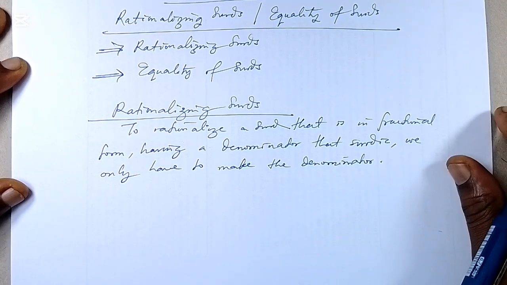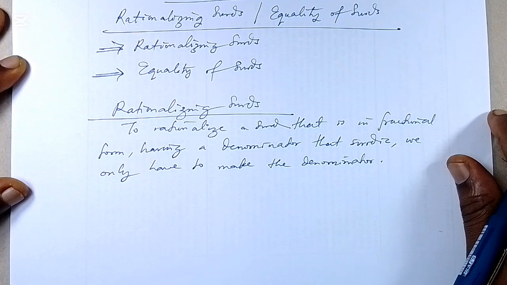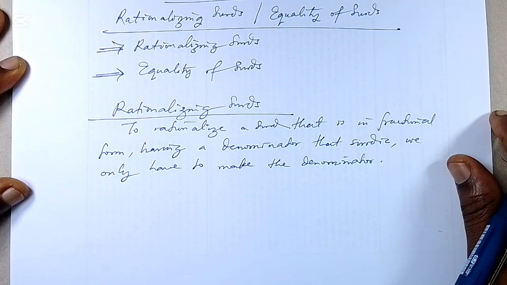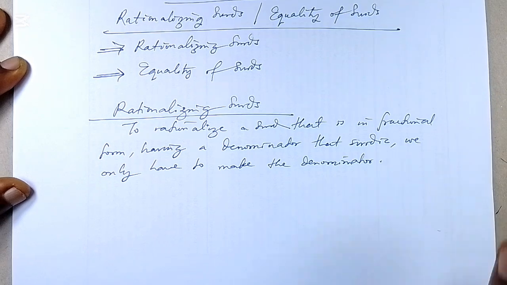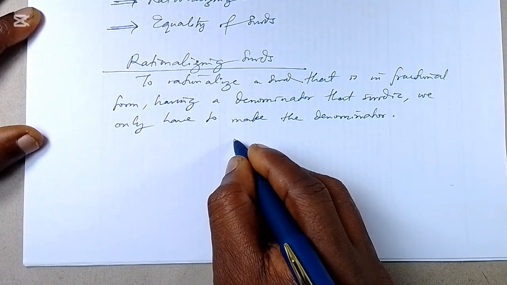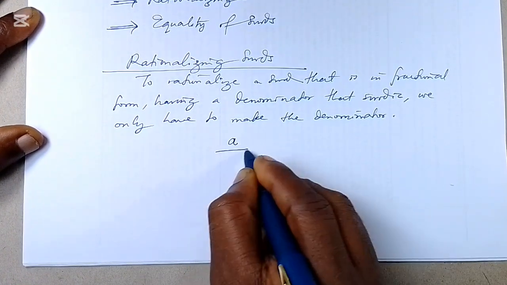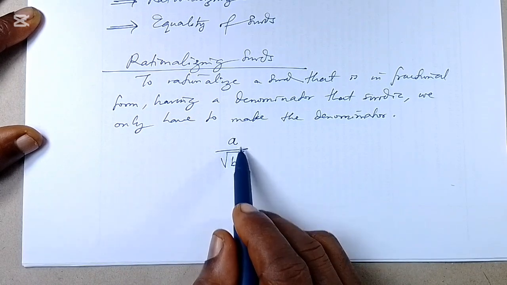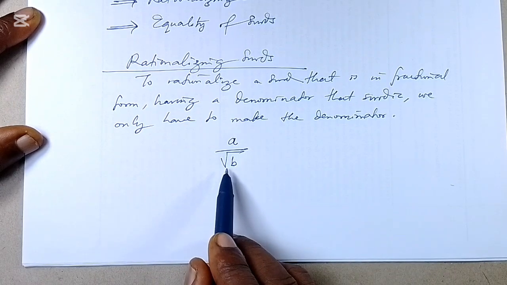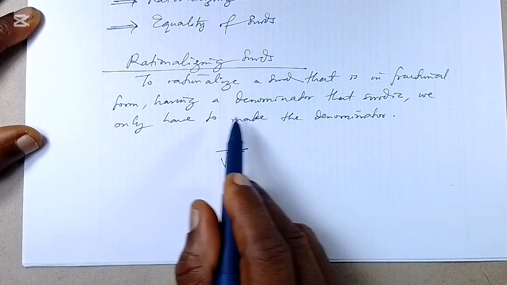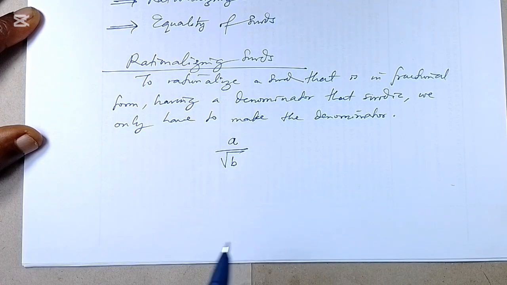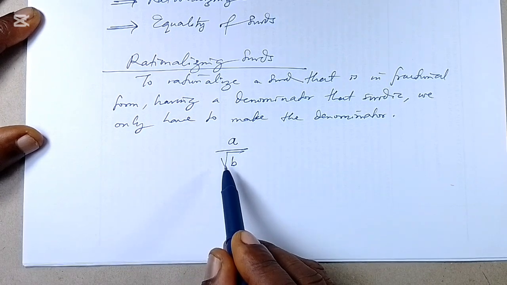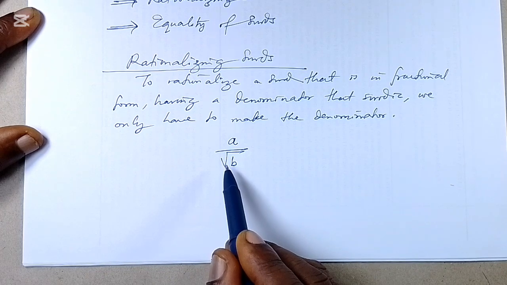So when we say rationalize a Surd, please take note of the fact that the kind of Surd we are referring to is a Surd that appears in fractional form. For example, a Surd in this form: a over square root of b. So a over square root of b is a fraction that has a surdic denominator. The denominator is a Surd, and when we say rationalize this Surd, what we mean is make this denominator that is a Surd become a rational number.